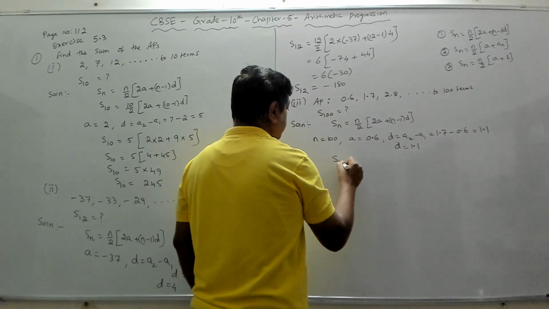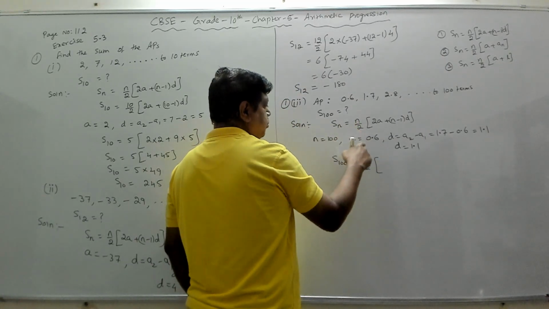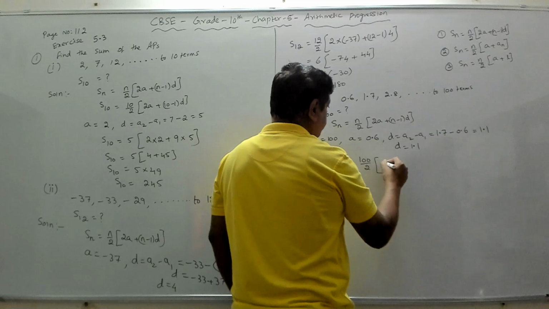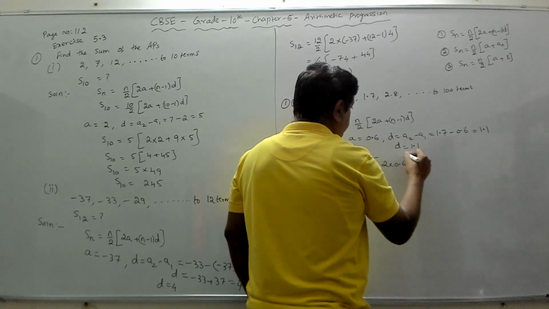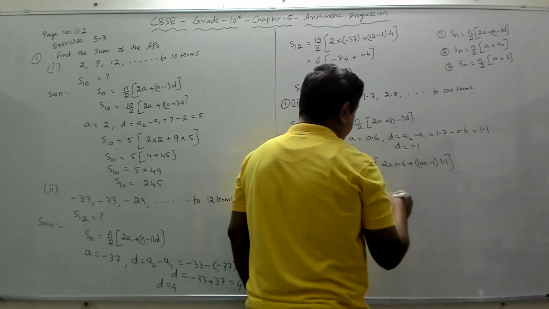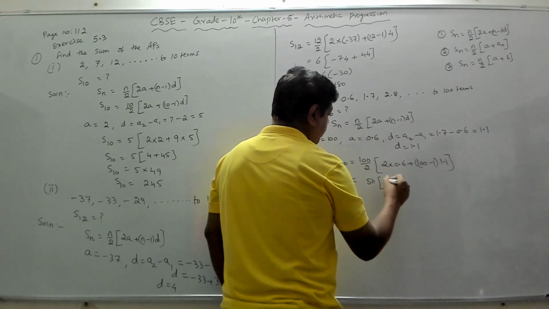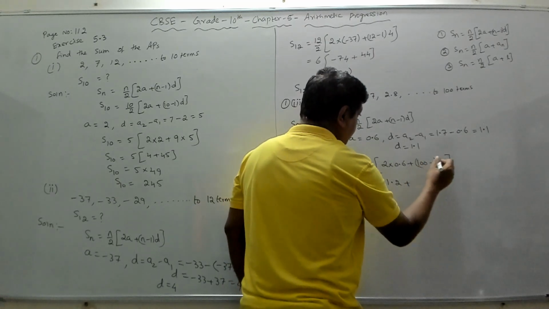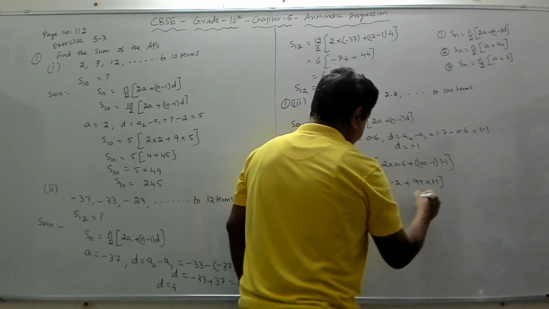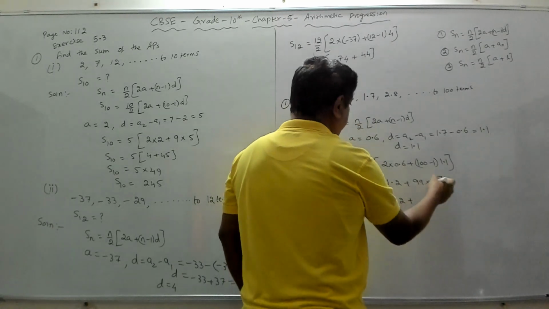So you get S100 equal to 100 by 2. Wherever n is there, I'm putting 100, and wherever a is there, I'm going to put 0.6. So 2 times 0.6 plus n minus 1, 100 minus 1, into d is 1.1. So that gives you 100 by 2 is 50 into 2 into 0.6 is 1.2 plus 99 into 1.1.